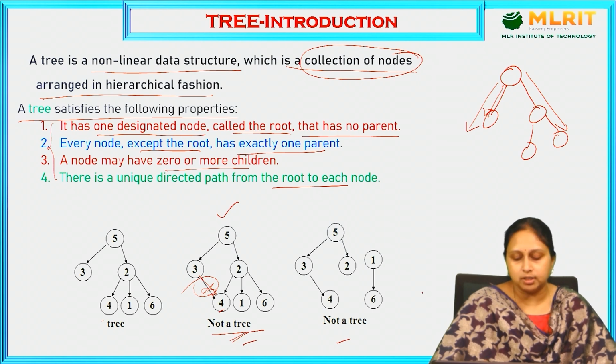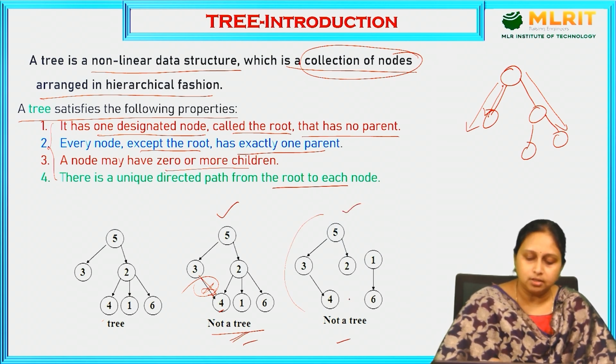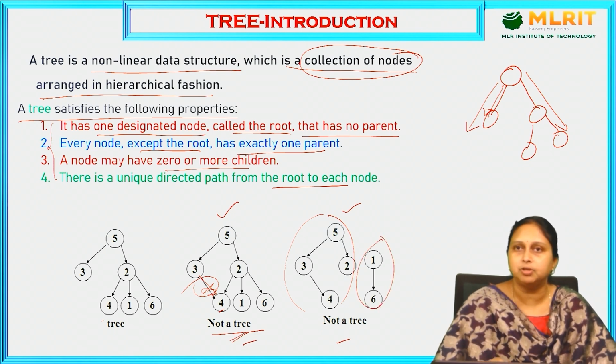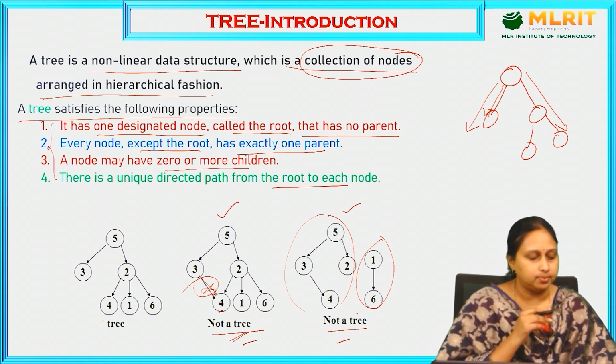And one more example, if you can see for this one, this is one tree and this is another tree. You don't have the connection between these two trees. That's why it is also named as not a tree. These are not satisfying the properties of a tree. Okay.